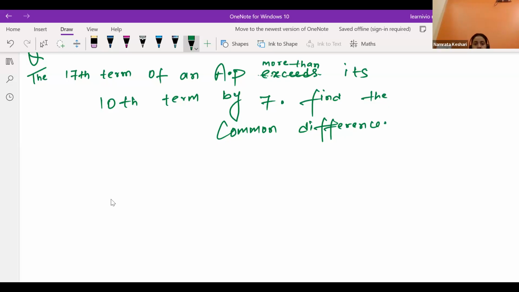Okay, I got the answer. The common difference is 1. I used that formula, the nth term, basically a17 equal to. Can you tell me the first step, Zoha, so that I can check the calculation and the steps?